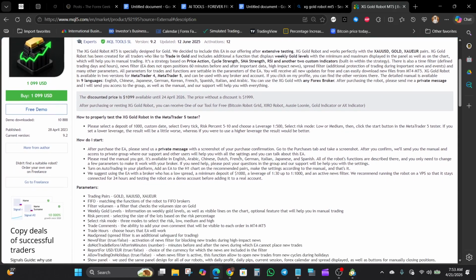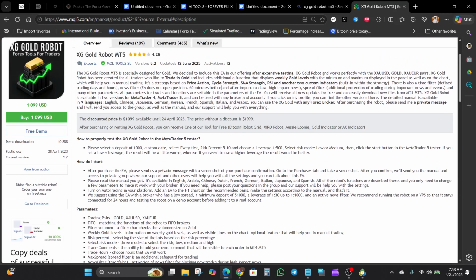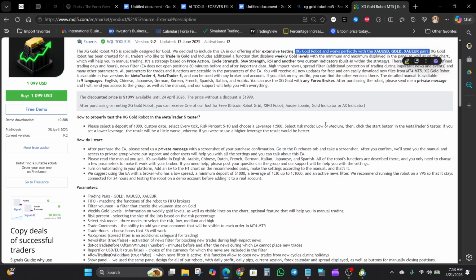From the description, this EA is specifically built for gold trading. You can see it works perfectly with XAUUSD, gold, and XAU-EUR pairs. So you can use it with gold against US dollar, and you can use it with gold against euro. Now, what stands out immediately is that this isn't just a simple one layer strategy.